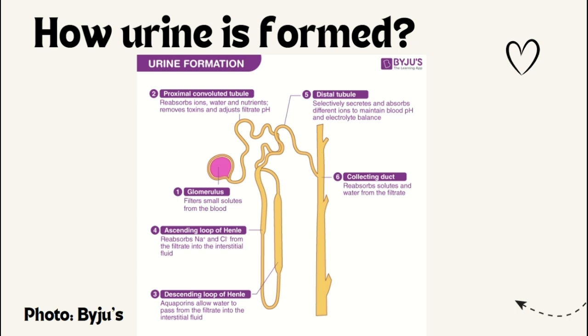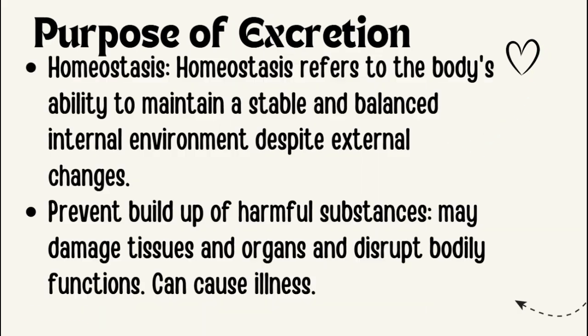So just remember the glomerulus and then the proximal convoluted tubule, descending loop of Henle, ascending loop of Henle, and then the distal tubule, and then the collecting duct. So you just need to remember those main things, right? Just remember those main things as to how the urine is formed.